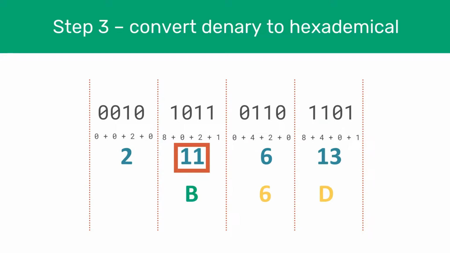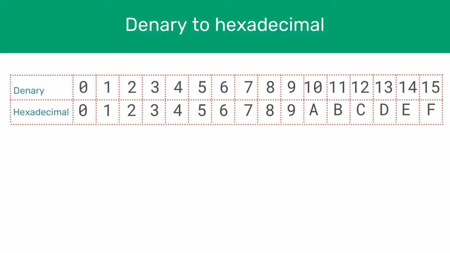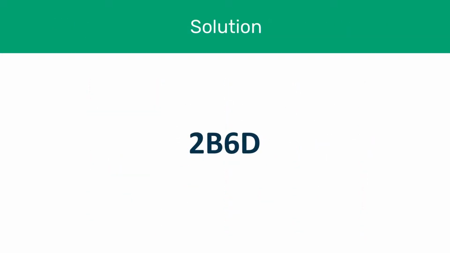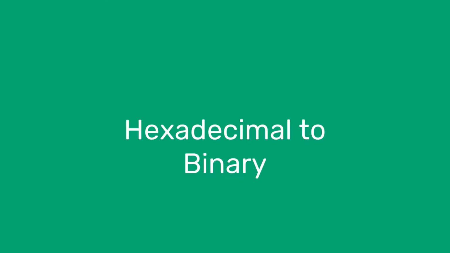Finally, we have 2 left to deal with, which, like 6, should be straightforward. 2 in denary is simply 2 in hexadecimal. So we can go ahead and put 2 in and we're done. That means that the long binary number that we mentioned at the start is 2B6D in hexadecimal. Next we're going to look at converting from hexadecimal to binary.